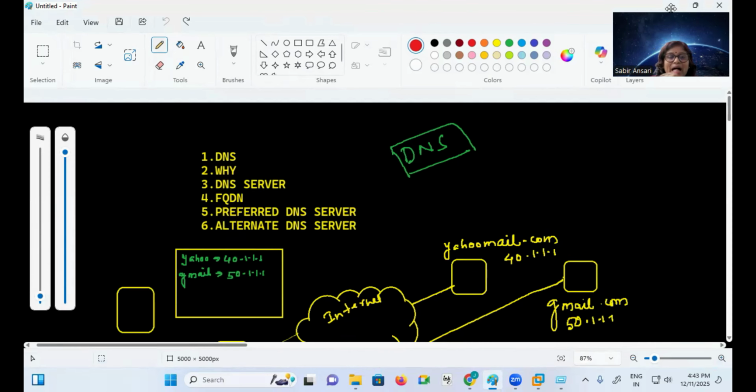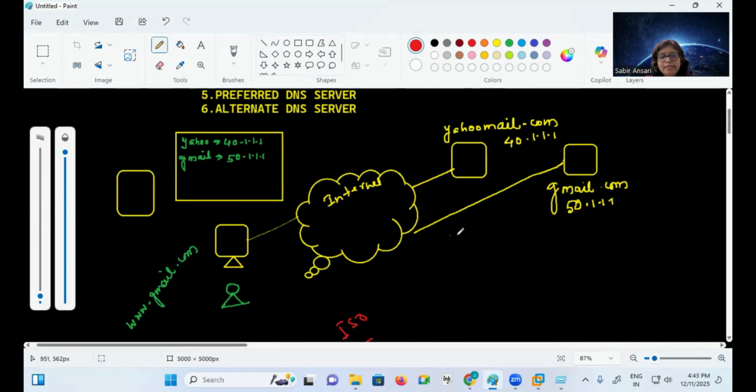So today I'm here with the topic that is DNS. And this is the fourth parameter of TCP/IP properties and it is very important. Beginners in this networking industry should have a very clear concept about the DNS while configuring the network settings. So the first question, what is DNS?